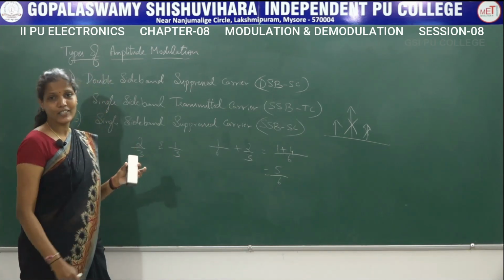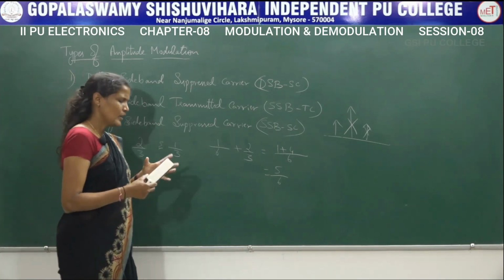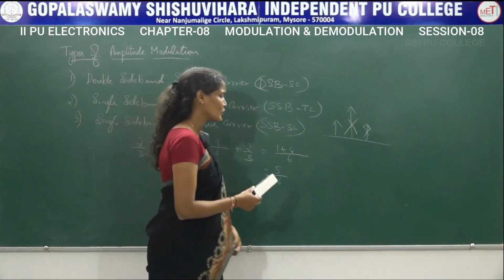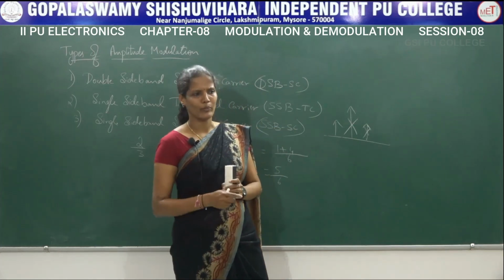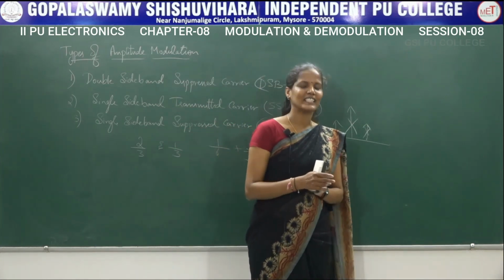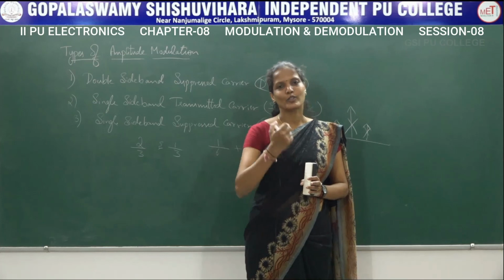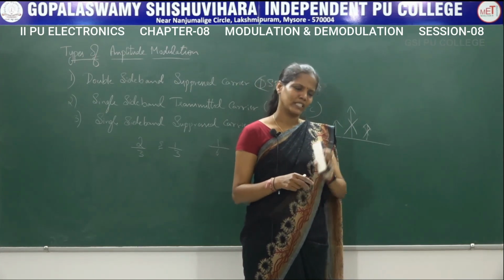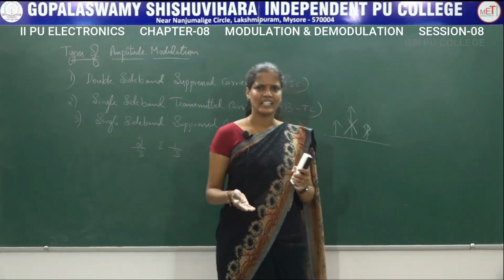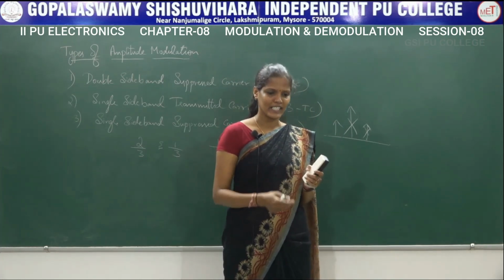Coming to the disadvantages of this SSB-SC, we need a complex circuit in order to suppress both the carrier signal as well as the one sideband component. A complex circuit means it is not that easy to suppress that one sideband component and one carrier component. The disadvantages are fewer compared to the advantages.